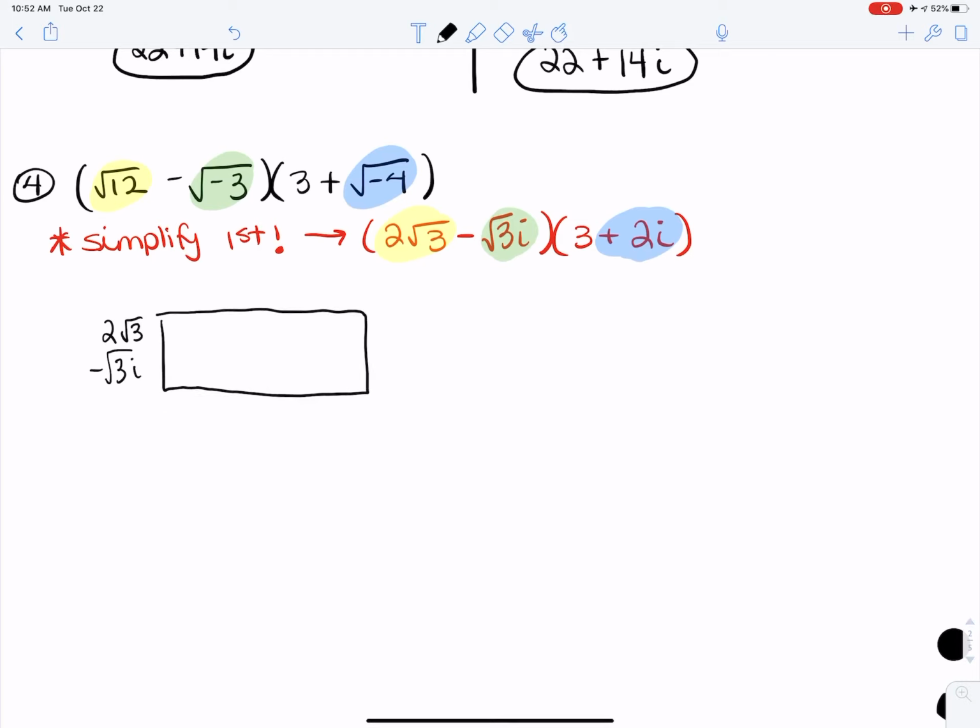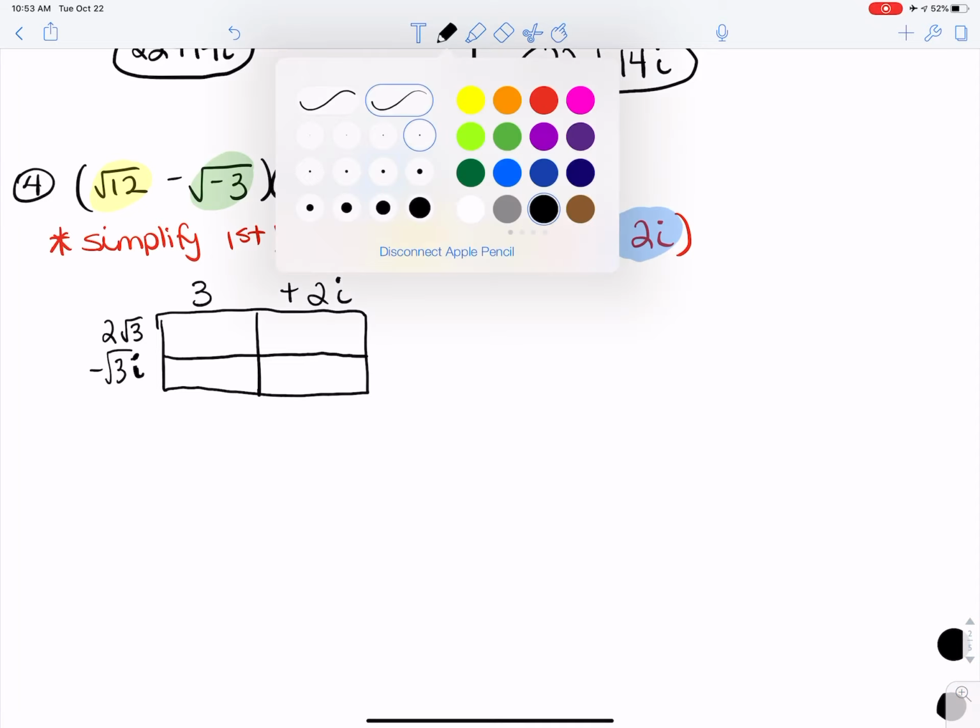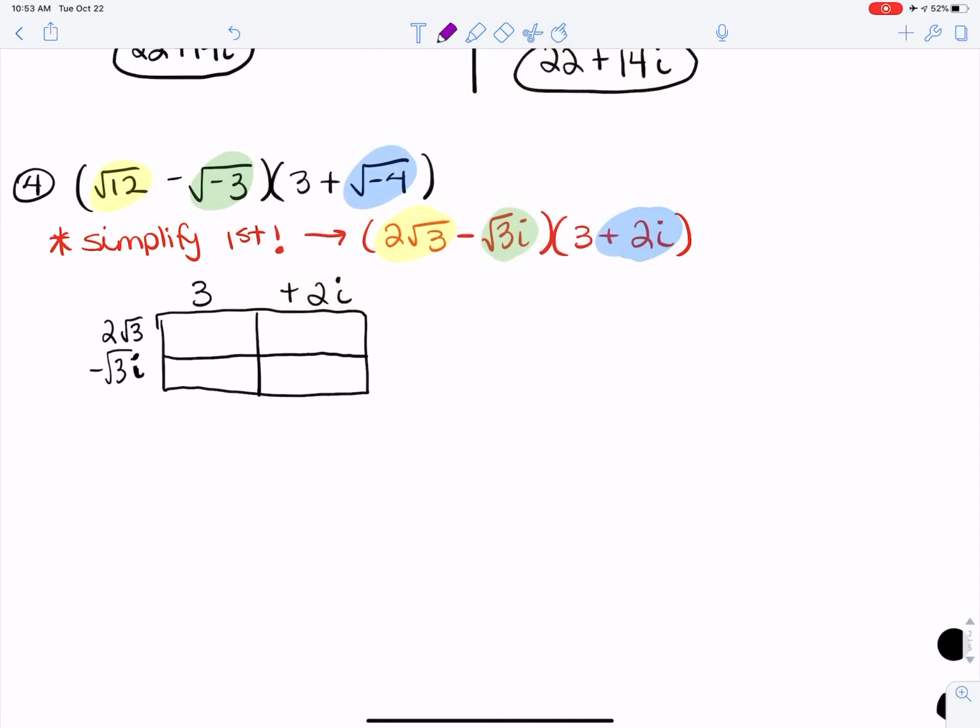Just make sure your i is not under the radical. If you put it in the back, or you can put it in the front. And then we have 3 plus 2i. And now let's multiply. All right. 2 square roots of 3 times 3. You can only multiply the outside numbers. So that is 6 square roots of 3.